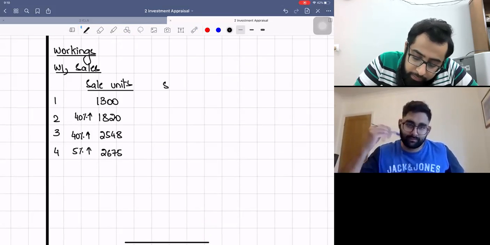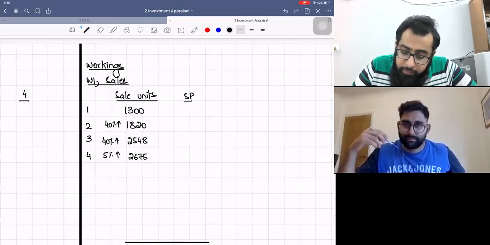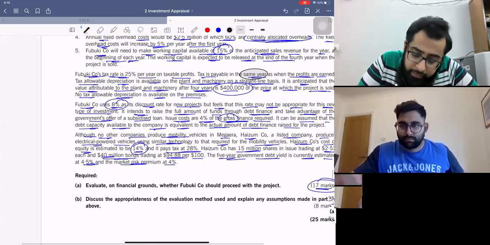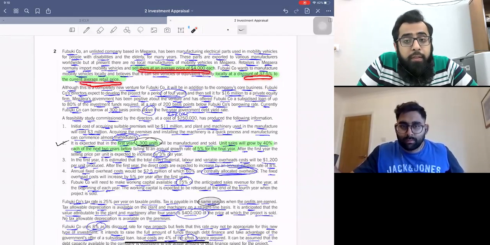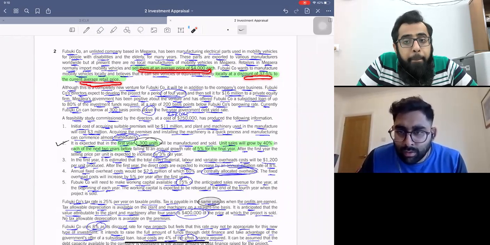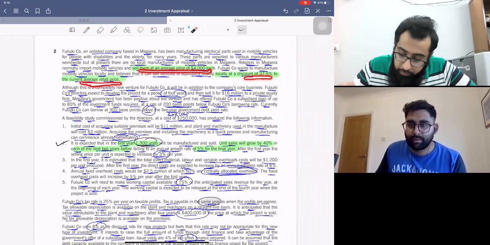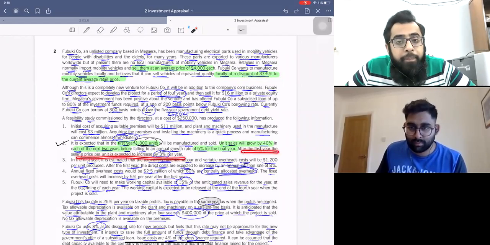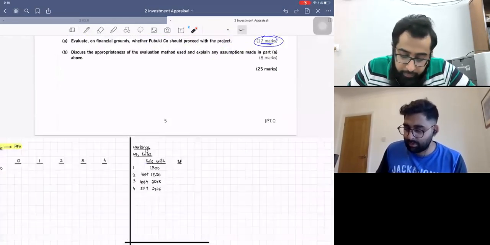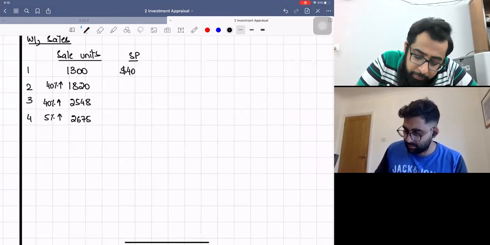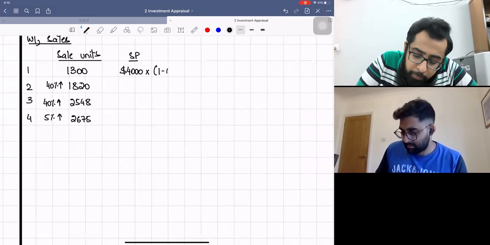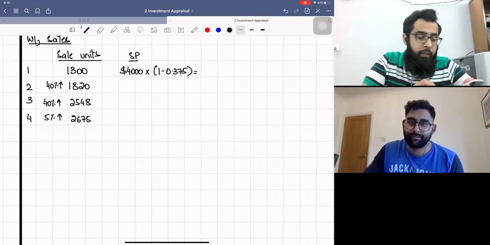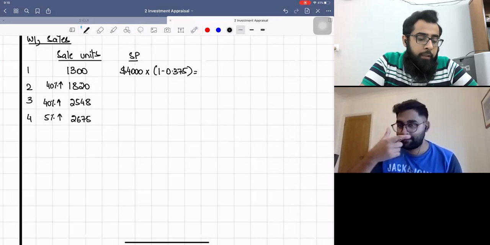Now let's look at the selling price. If you remember, it was a 37.5% discount to the retail price, and the current retail price was $4,000. The selling price is expected to increase by 3% per year after the first year. So for the first year, $4,000 times 1 minus 0.375.